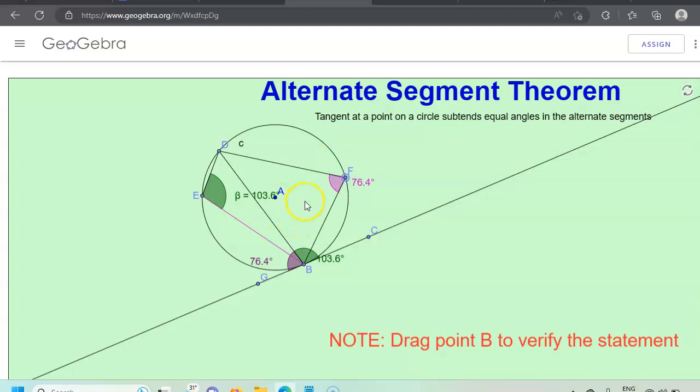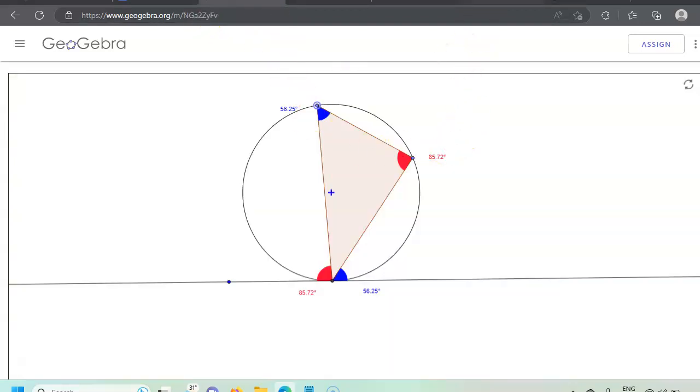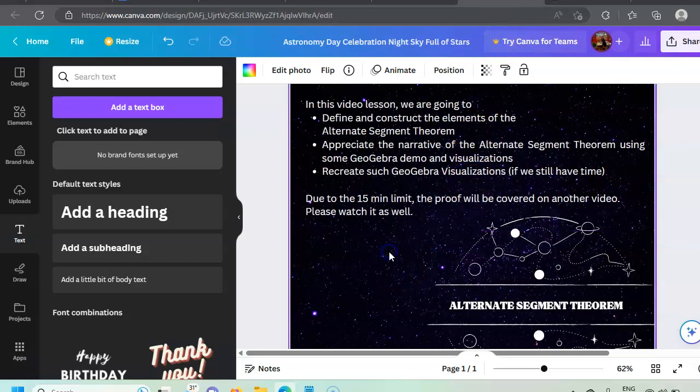All right, so try to recreate these GeoGebra creations, and the links of these GeoGebra builds will be shared in the description below. So please watch the other video for the proof.